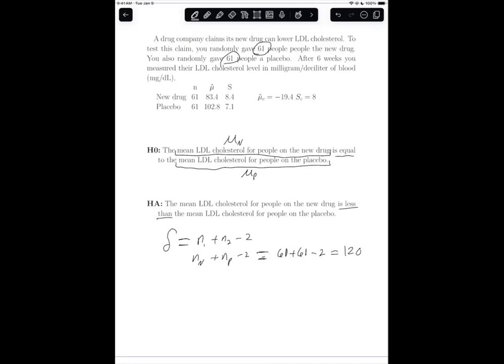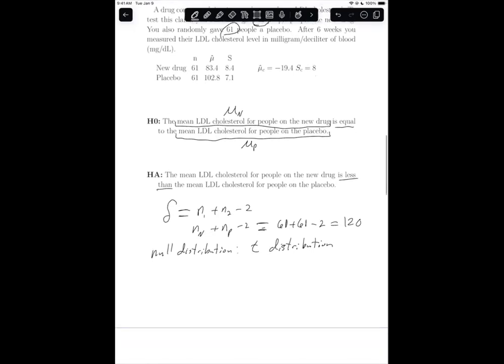The next thing we need to know is the null distribution for this hypothesis testing situation is a t distribution. And so we know we're going to use the t table to get the critical values.